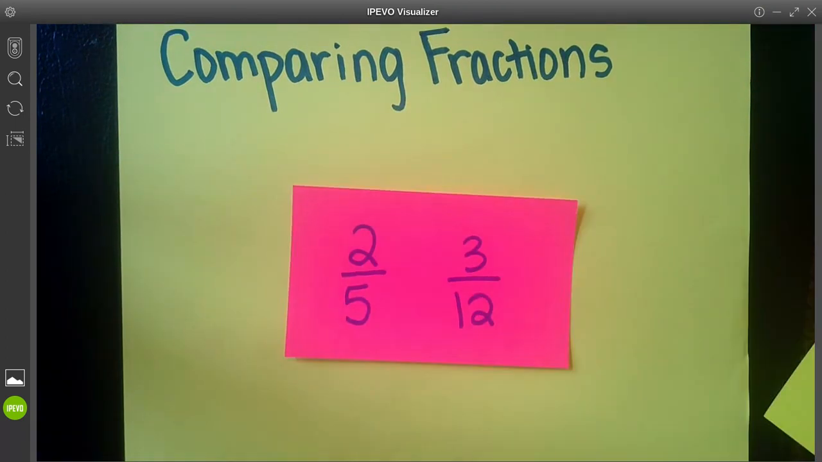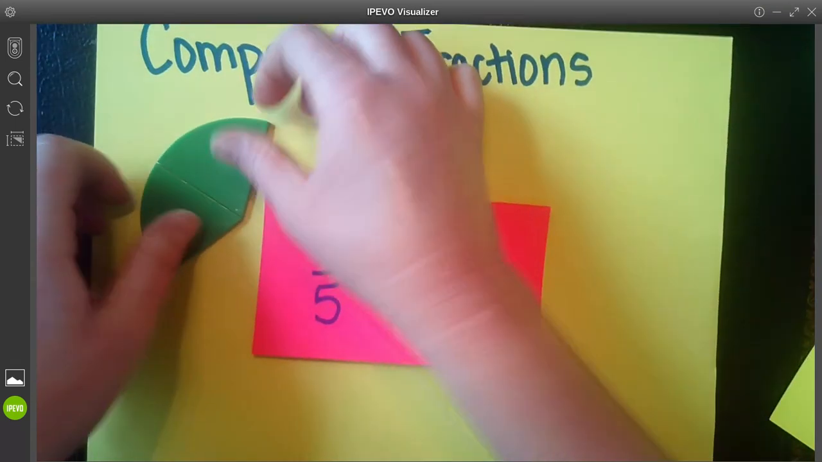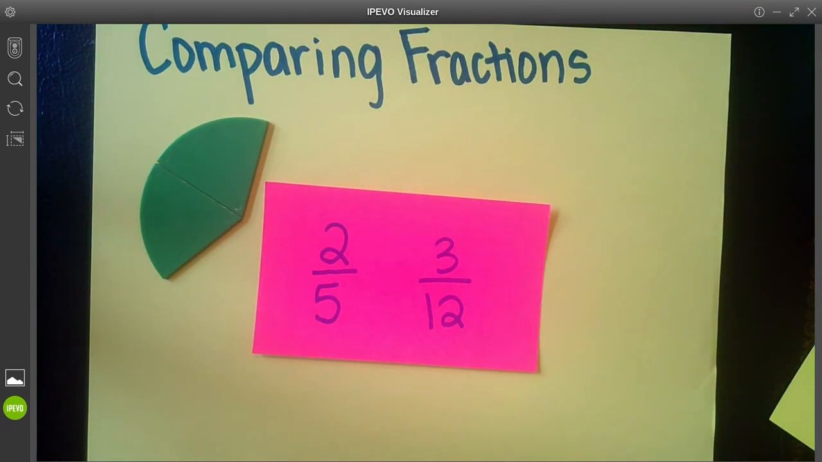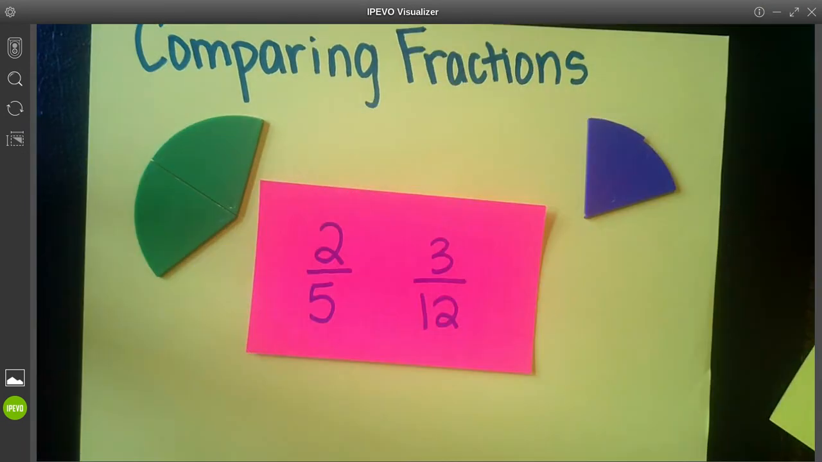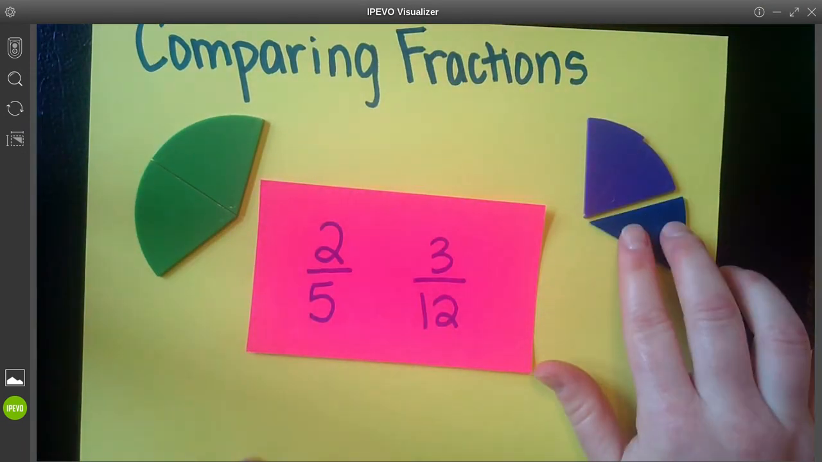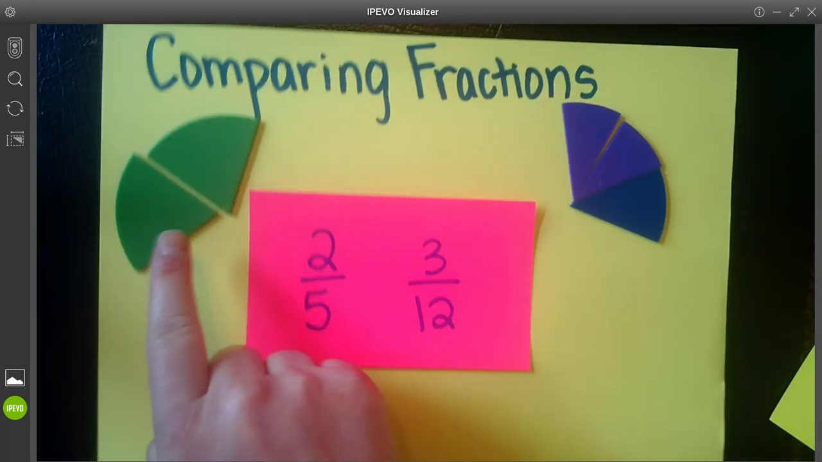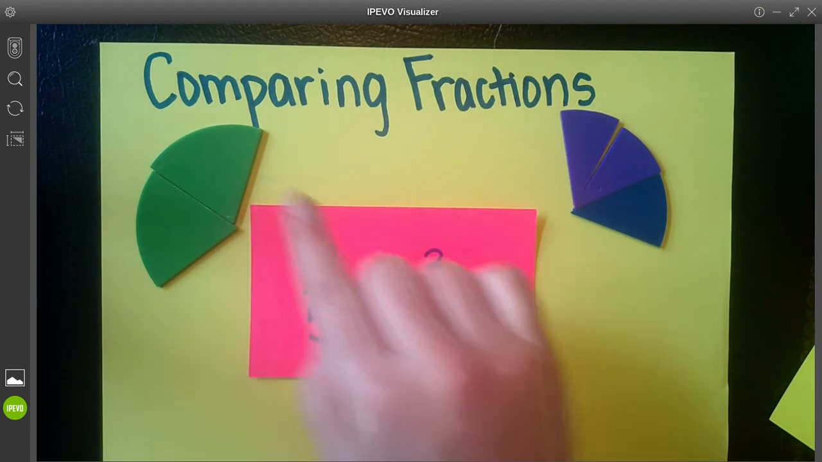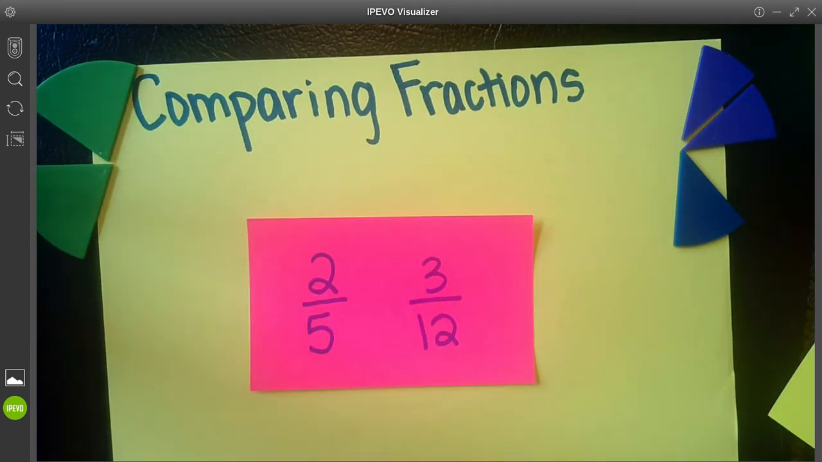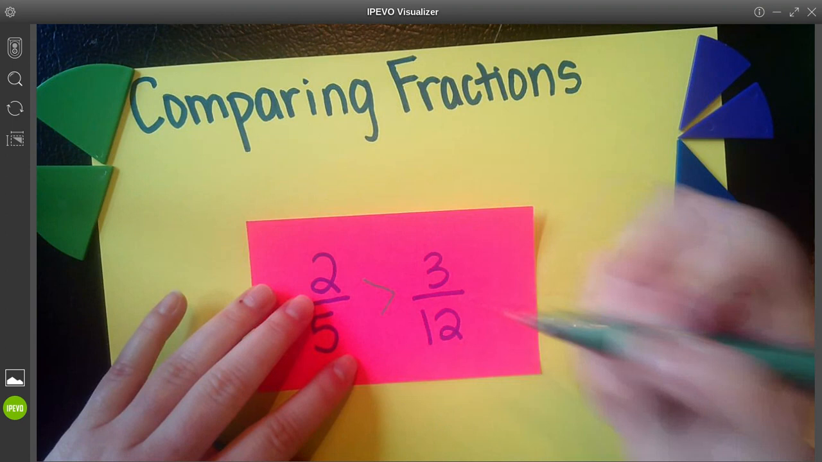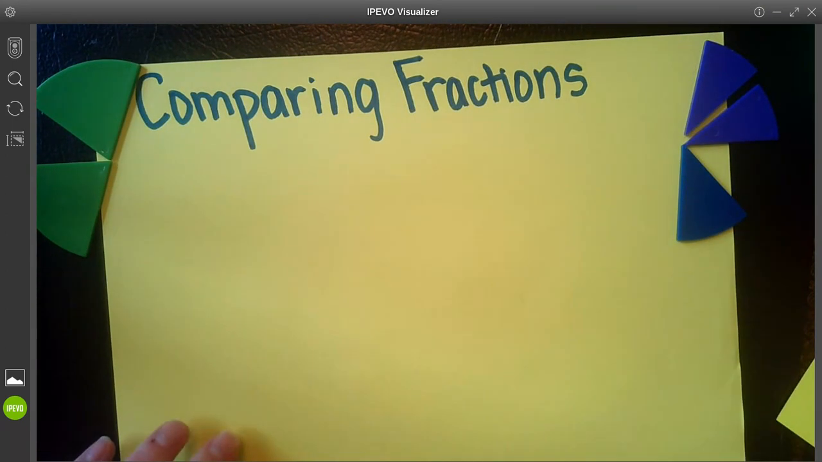What if I have 2/5 and 3/12? Well, here's my 2/5. I can also use models. And here's my 3/12. I can use my models and say that 2/5 is bigger or takes up more space than 3/12, right? So 2/5 is greater than 3/12.